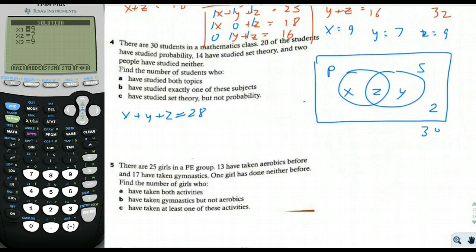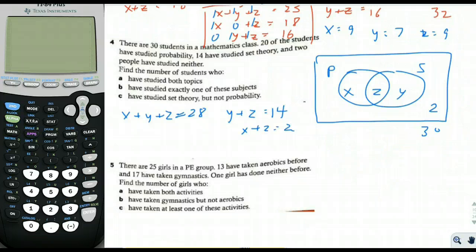14 have studied set theory, so y plus z is equal to the number who studied set theory, 14. 2 people have studied neither. 20 have studied probability, so x plus z equals 20. So now, again, we have a system of equations that we could do on the calculator.